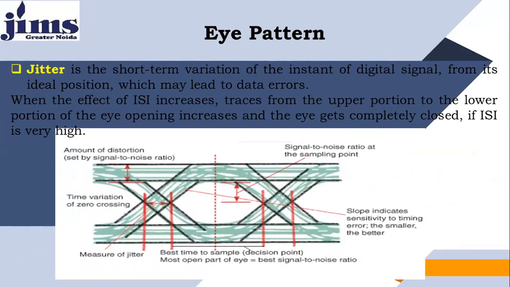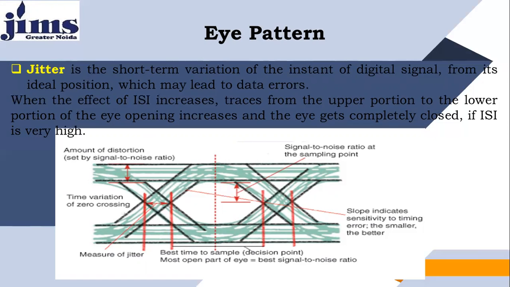Now just focus on jitter. Jitter is the short-term variation of the instant of digital signals from its ideal position, which may lead to data error. When there are variations, you can't take the sample at the time when the digital signal is fluctuating, because this may affect the output. So jitter is the short-term variation of the instant of the digital signal from its ideal position, which may lead to data error.